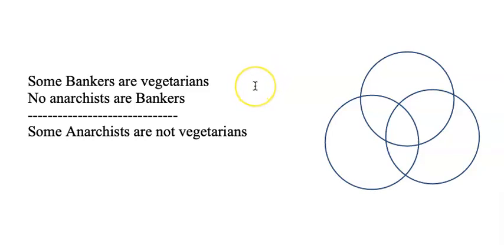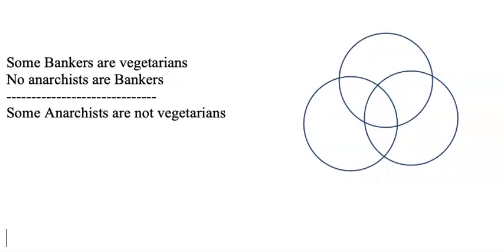Okay, let's try this Venn diagram. So this one has some different looking premises. We have a sum premise, and actually we have a sum conclusion, so that's interesting. So we've got three terms.